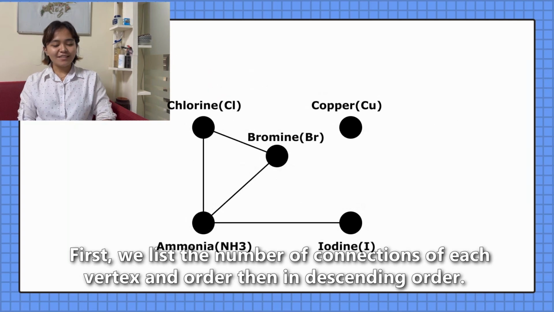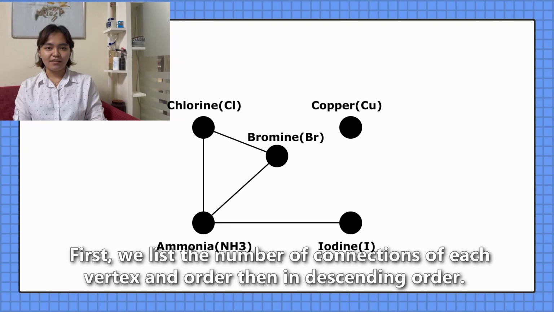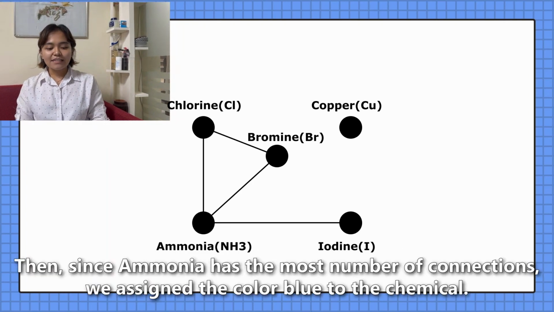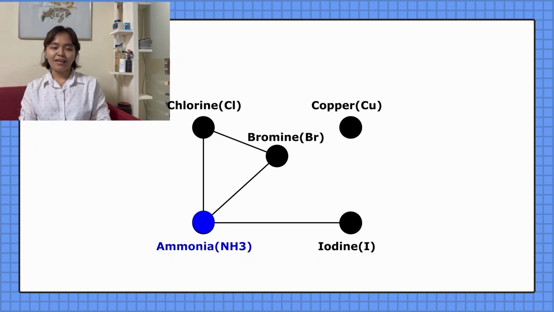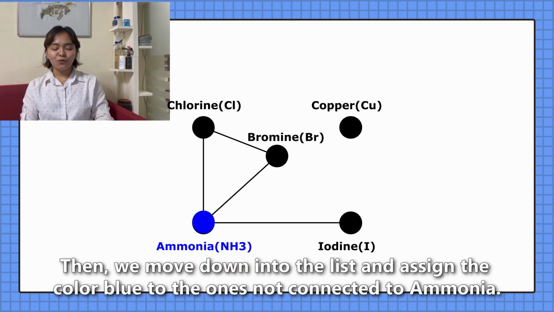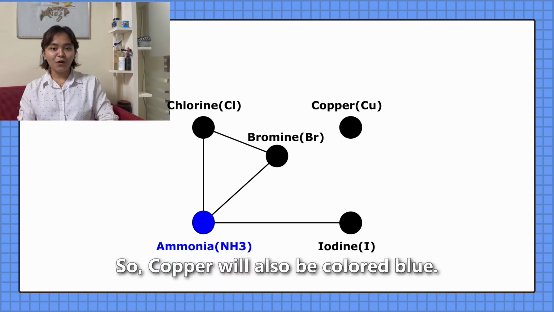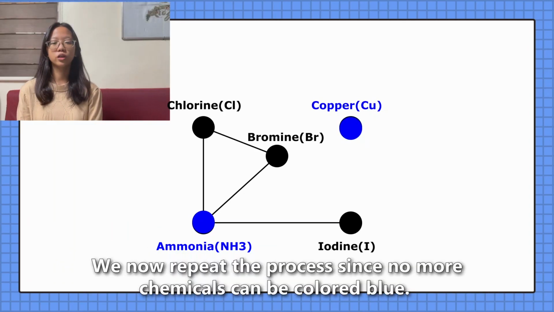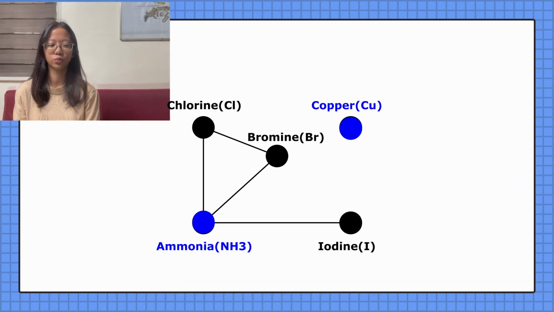First, we list the number of connections of each vertex and order them in descending order. Then, since ammonia has the most number of connections, we assign the color blue to the chemical. Then, we move down into the list and assign the color blue to the ones not connected to ammonia. So copper will also be colored blue. We now repeat the process since no more chemicals can be colored blue.